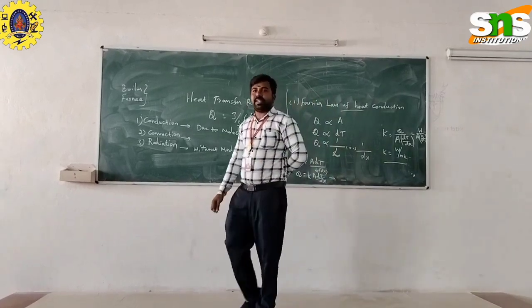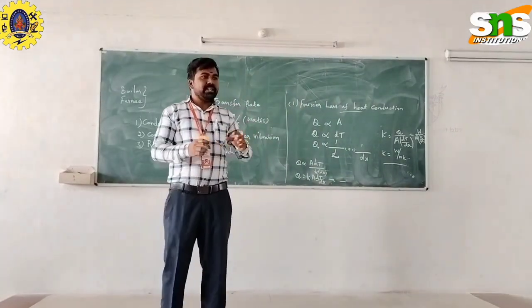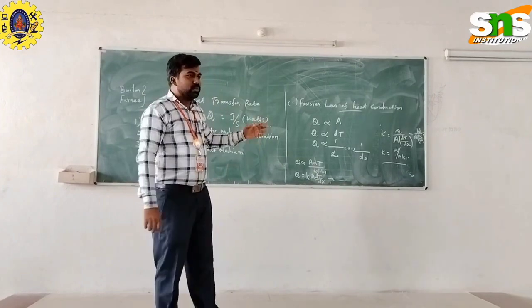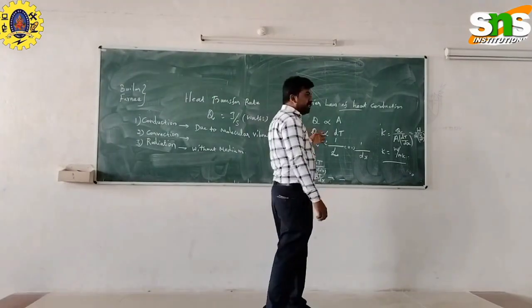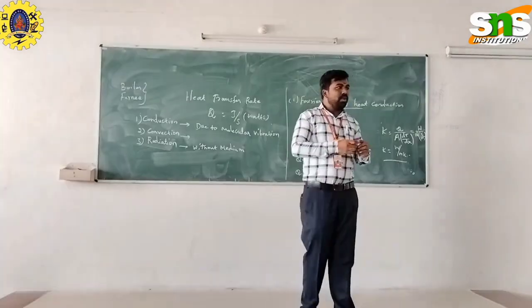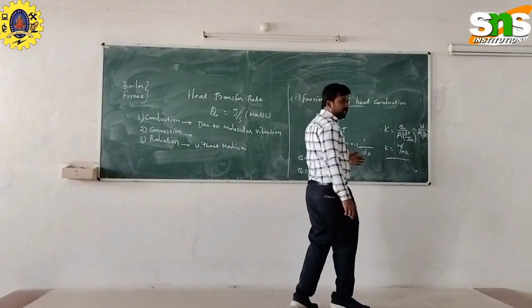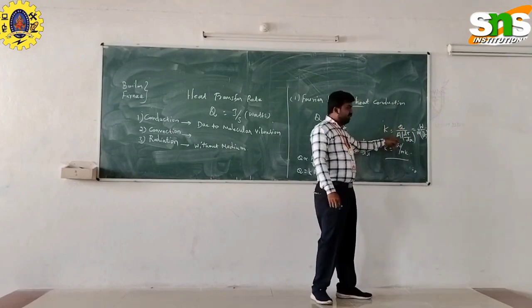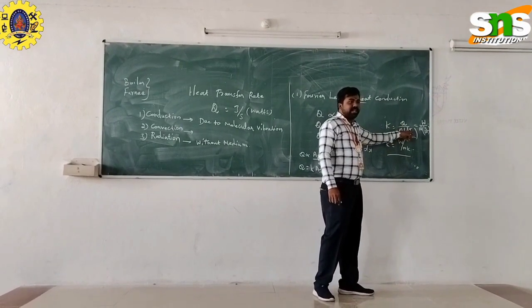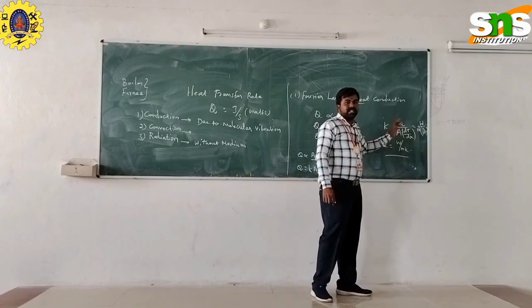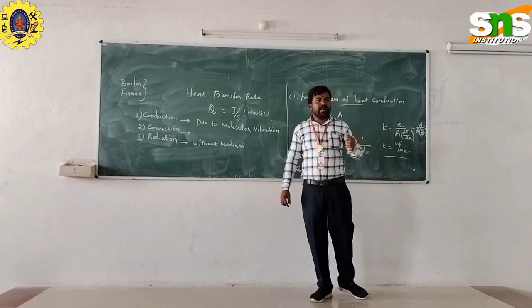So from Fourier's law of heat conduction, you can find the thermal conductivity of the material. K is the thermal conductivity of the material. It is the ability of the substance to conduct heat. Or otherwise, it is defined as the heat transfer per unit area, per unit rise in temperature, per unit change in the rate. It is called the thermal conductivity of the material.